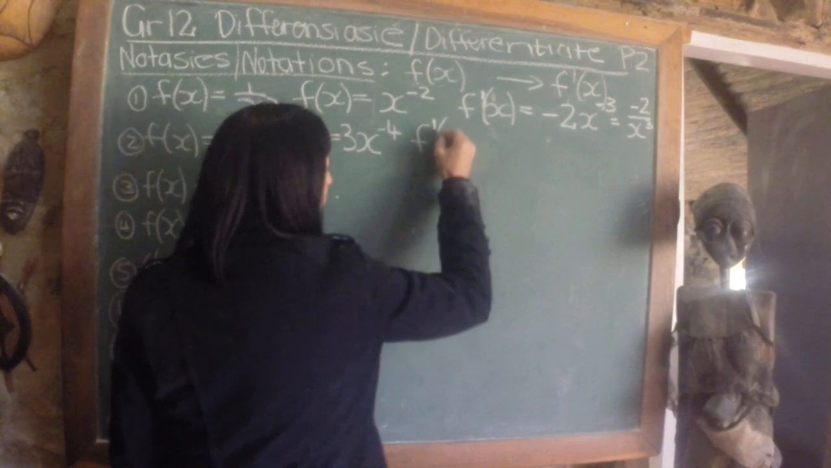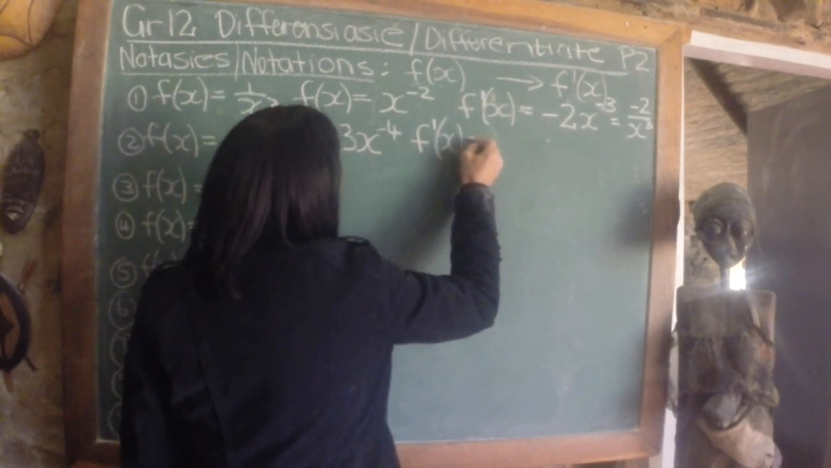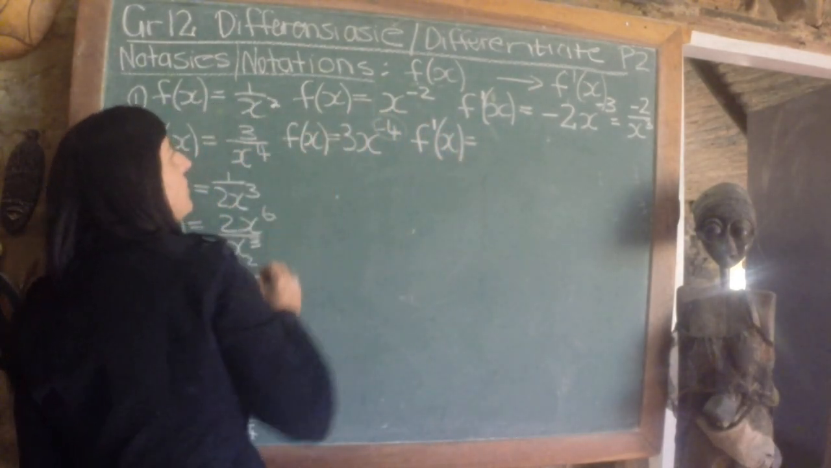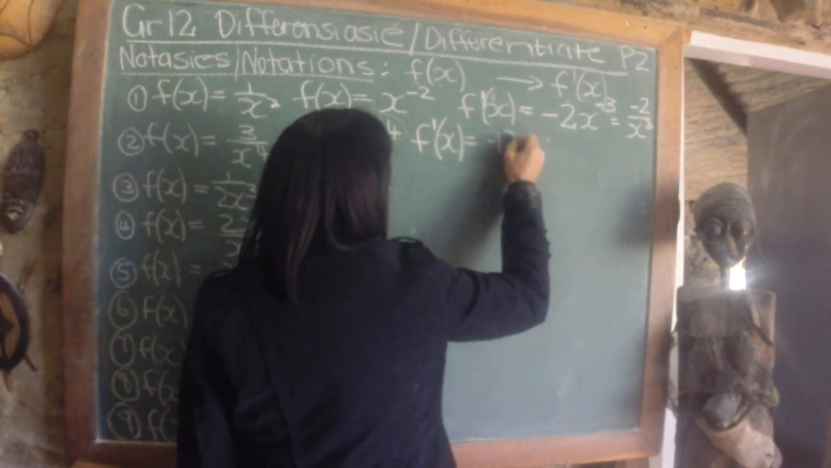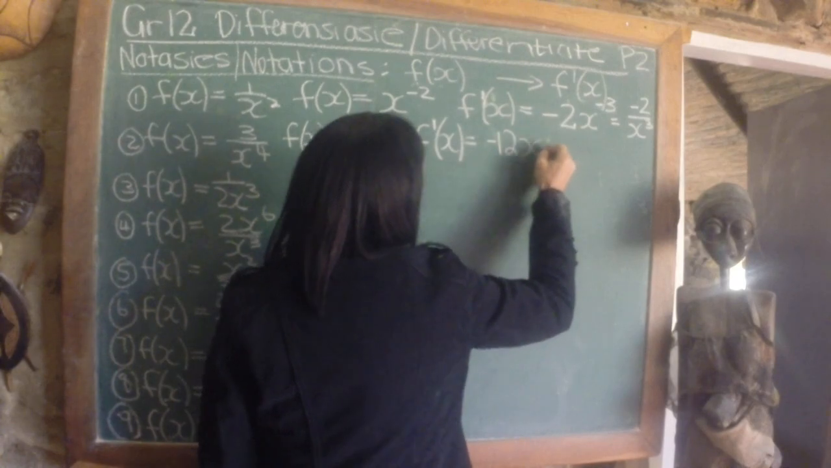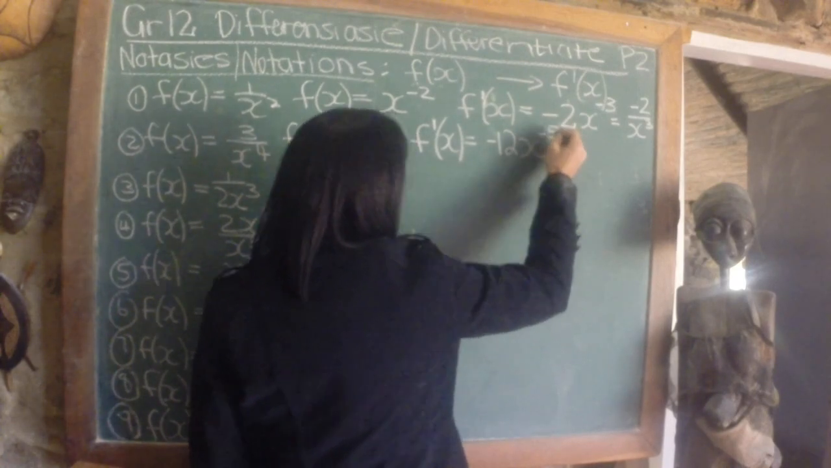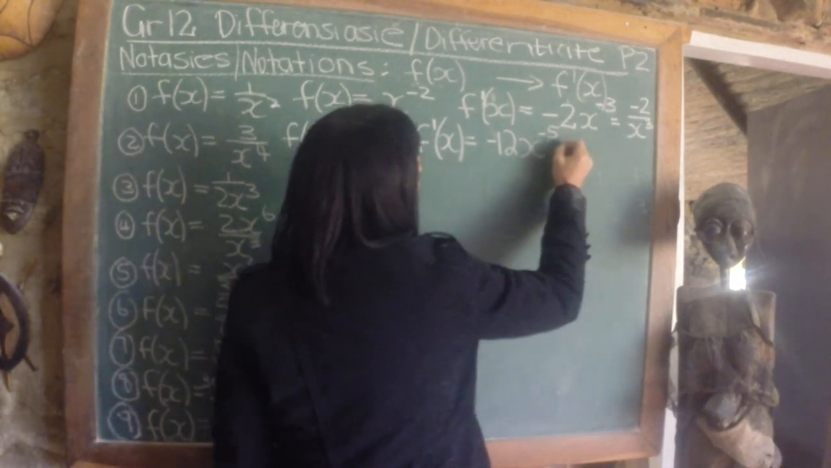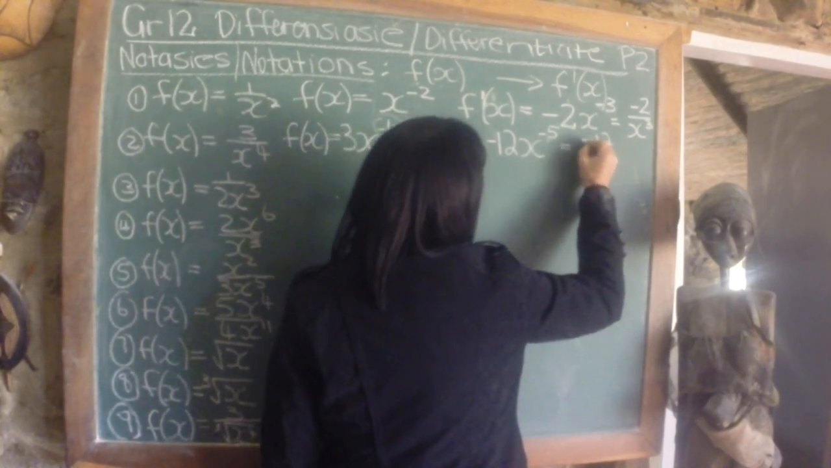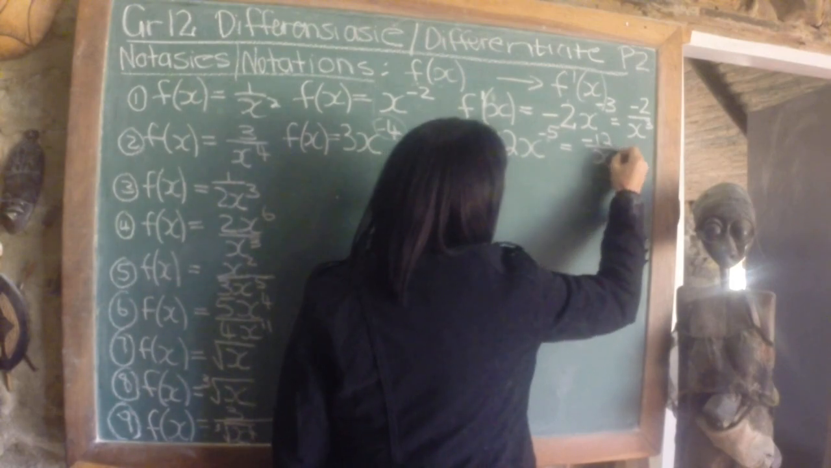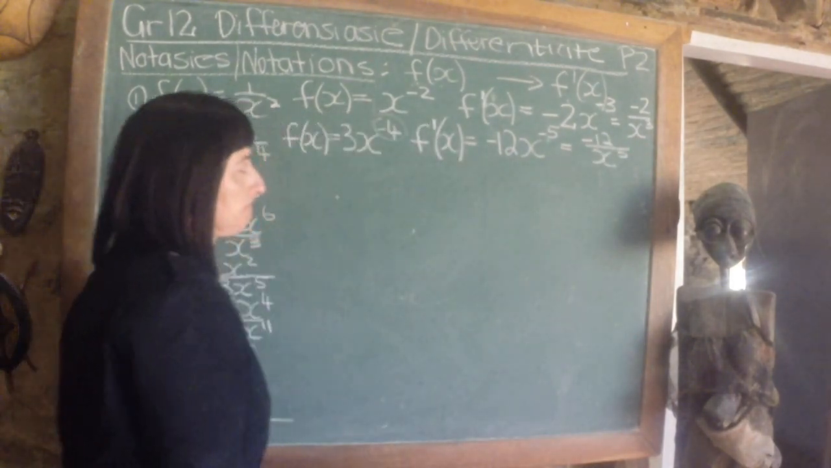Write it as f aksent x. Vat die minus 4 vorentoe. 3 maal minus 4 is minus 12. En ek trek enetjie af van minus 4, so dit word minus 5, gaan skryf dit oor in die regte formaat, minus 12 bo, x tot die mag 5 onder.